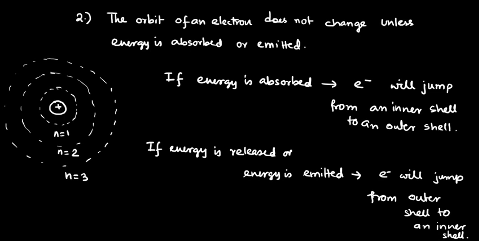Now let us proceed with the third postulate. What is the third postulate? This third postulate deals with the second problem, that is, it tells us about the origin of atomic spectra. We have already seen that when an electron loses or emits energy, it jumps from a higher shell or higher energy state to a lower shell or lower energy state. This loss of energy, meaning the difference, is manifested in terms of radiation.